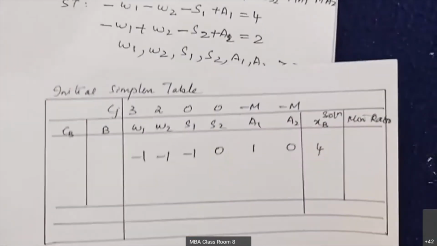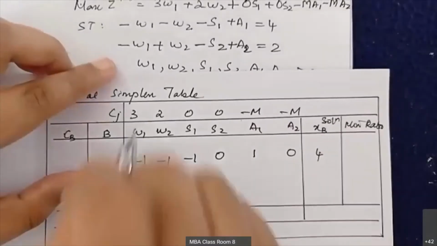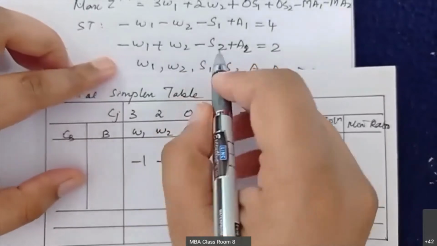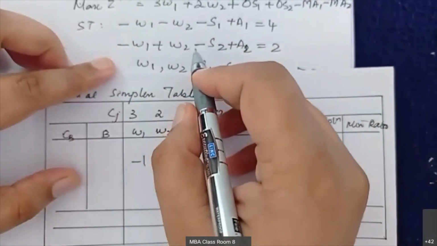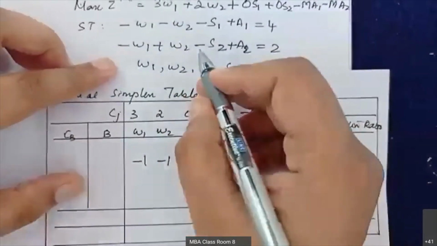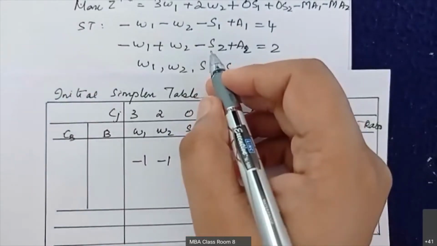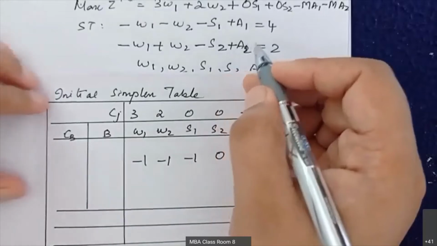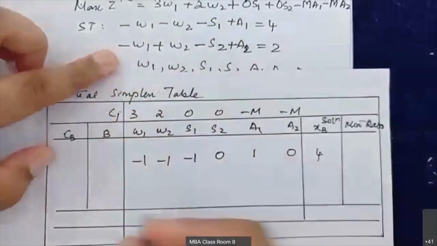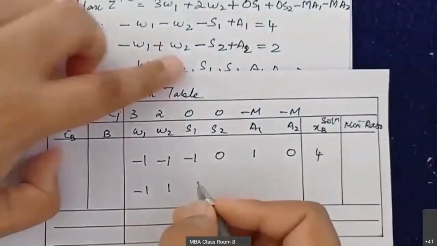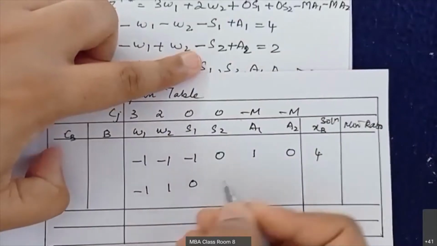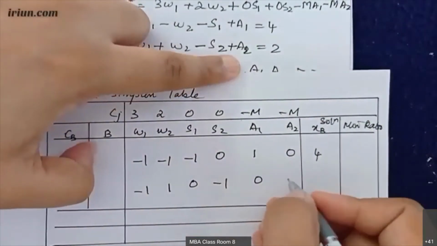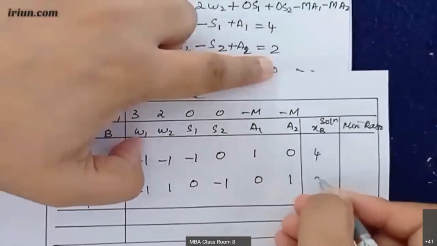Okay. Now the second constraint, here we have minus 1, 1. We don't have S1, so the coefficient will be 0. We have S2, the coefficient is minus 1. Then again, we don't have A1, the coefficient will be 0. We have A2, the coefficient will be 1. So introduce them: minus 1, 1, S1 we don't have, 0, S2 we have minus 1, A1 we don't have, it will be 0, A2 we have 1. Finally, the answer is 2.